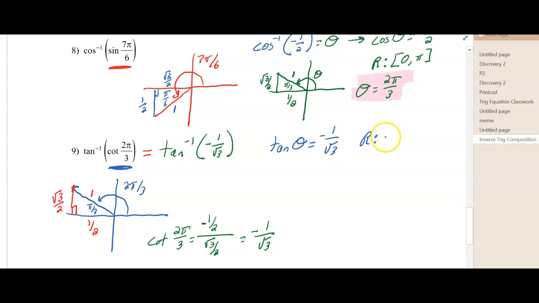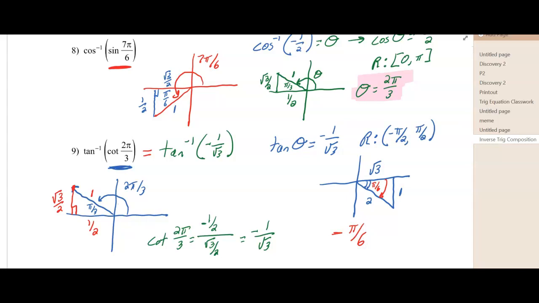The range of inverse tangent is negative pi over 2 to pi over 2, so I have to draw this diagram in quadrant 4. When I label, the y value is 1. Again, some of you put negative 1 in your diagram. I do not. And the hypotenuse is 2. You should recognize this to be a special 30, 60, 90. The reference angle is pi over 6, and since we're going down, the final answer here is negative pi over 6. So the final answer to problem number 9 is negative pi over 6.